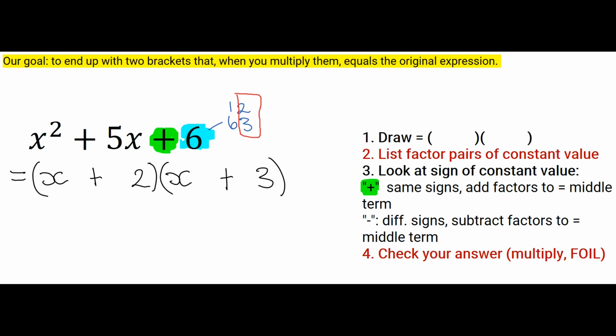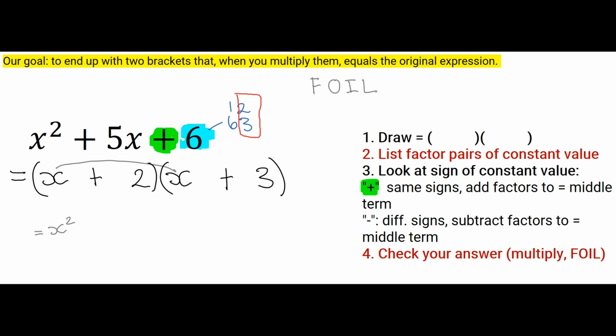And we can now go to the 4th step, which is to check our answers by multiplication using FOIL. Can you remember what FOIL means? FOIL is an acronym which stands for firsts, outers, inners, and lasts. It's the order in which we do multiplication of brackets. Okay, so let's start with our firsts, x times x. That's going to give us our x squared.